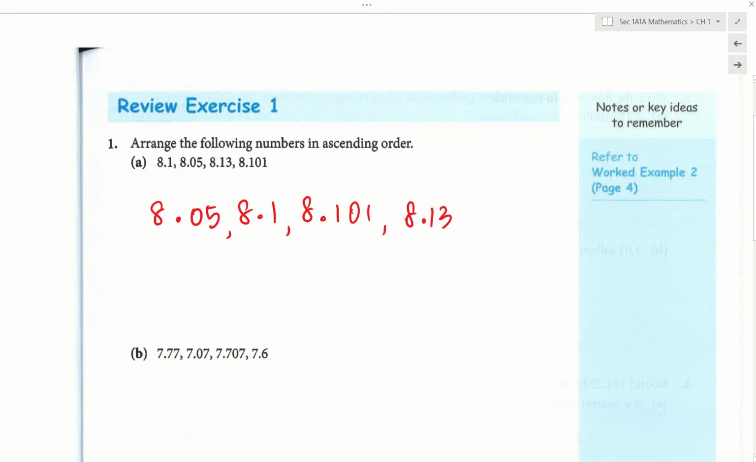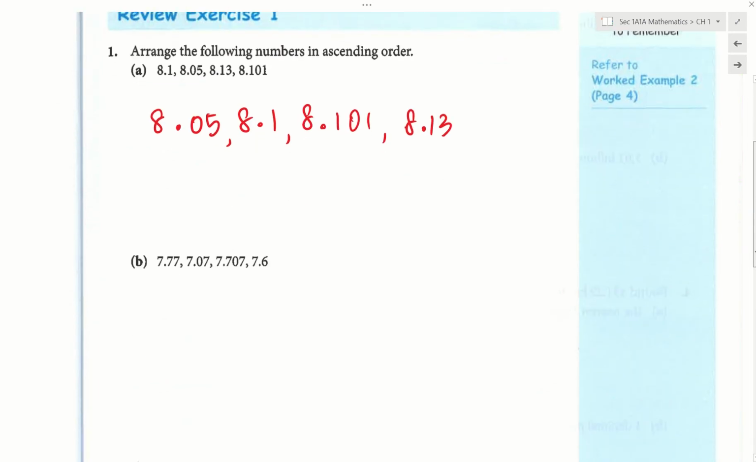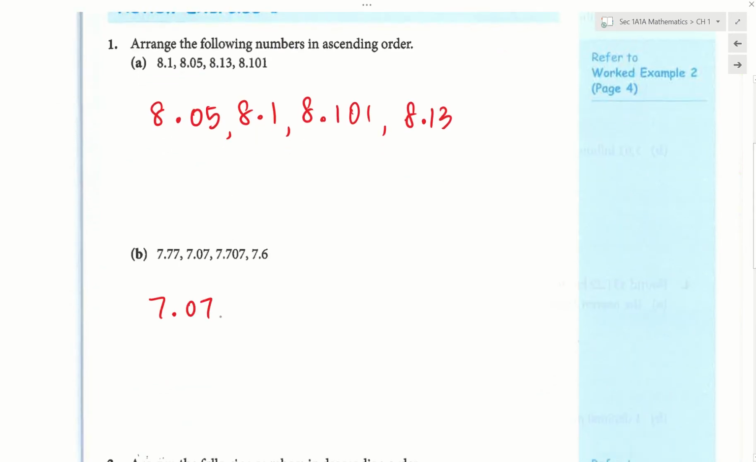Alright, next question. Who wants to try? Yes? 7.07, 7.6, then 0.707, 7.77. Okay, thank you. Sit down.